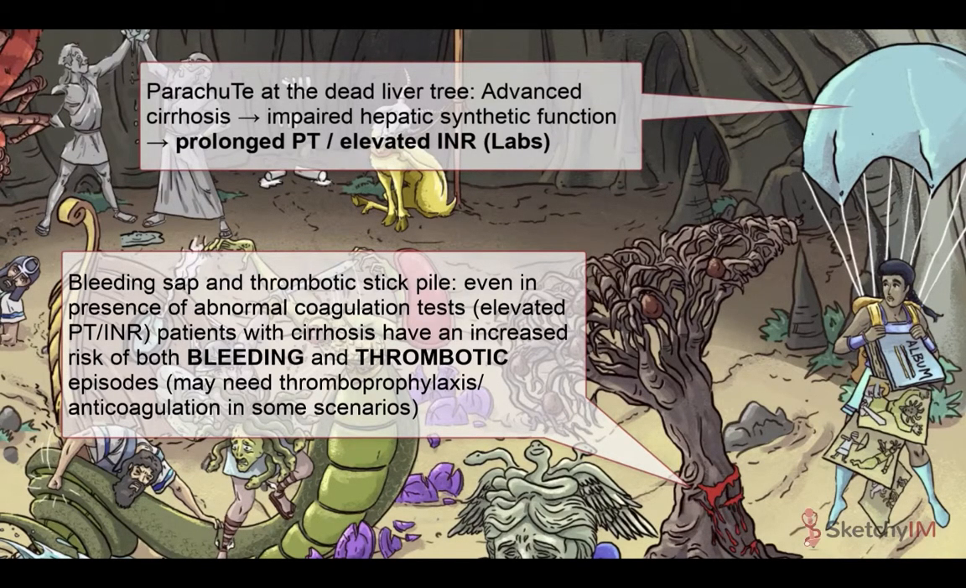Keep in mind, however, that the PT may not be an accurate reflection of your patient's bleeding or thrombotic risk. The cirrhotic liver also produces less protein C, S, and antithrombin, and in general, cirrhosis is associated with an increased risk for both bleeding and thrombotic episodes. Even in the presence of abnormal coagulation tests, patients with cirrhosis may need thromboprophylaxis or anticoagulation in certain situations.